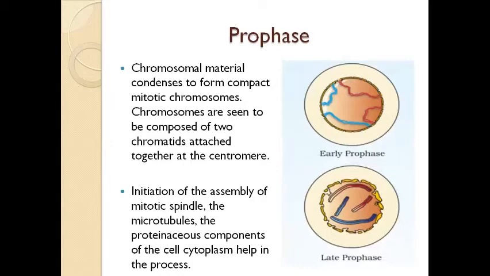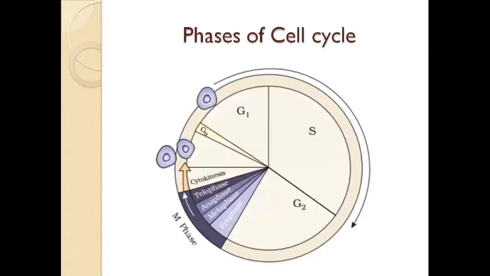Now, from that cell cycle, in that M phase, there are four different kinds of subphases. It starts with the prophase. Pro means beginning, initial, so it's the initial phase. Meta is the middle phase. Then anaphase, telophase, that means the end phase, and then cytokinesis.